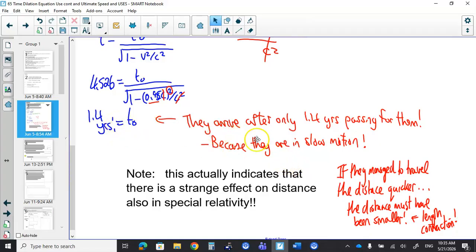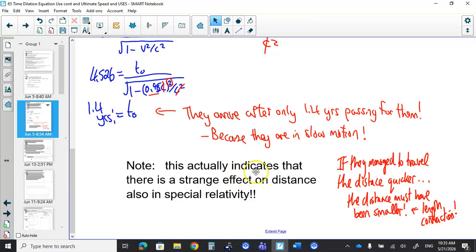Remember, we're going to be seeing something to do with length soon, because they recognize, wait, it only took 1.4 years to get there. Everything would seem like normal motion to them while they're traveling, but the trip wouldn't take as long for some reason, so they'd have to see something to do with that, right? So what they'll see, spoiler alert, is that length contracted. The length that they need to go, they will see as smaller.